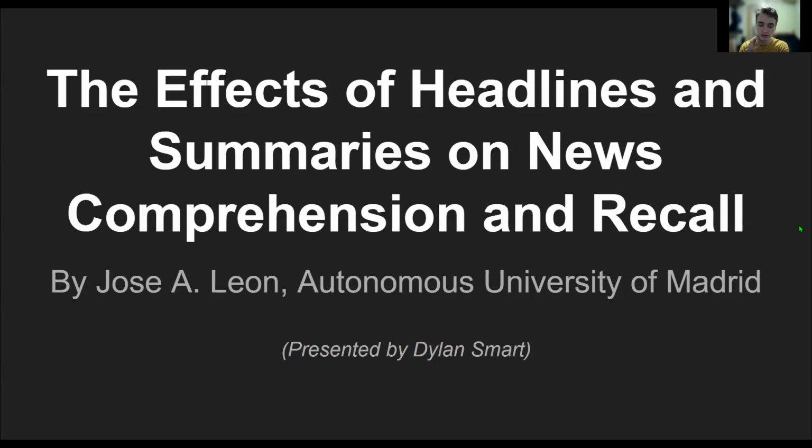So, for a quick description, the study was done to determine the influence that a headline and a summary had on the comprehension of newspaper articles, and whether either of them appearing in an article would improve the reader's recall of information.